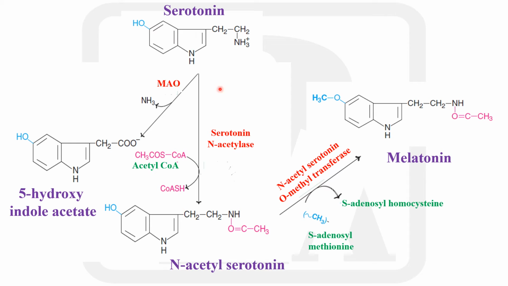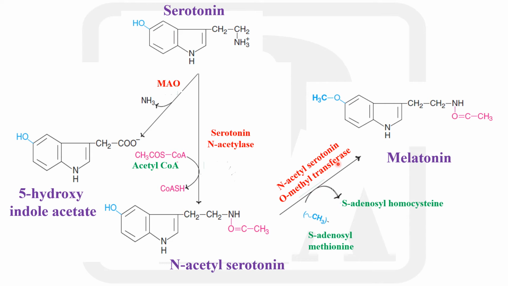Now serotonin, with the help of the enzyme called serotonin N-acetylase, undergoes acetylation, where the acetylation occurs on the nitrogen. That's why the N-acetylase enzyme is used. This nitrogen undergoes acetylation. An acetyl group is added to the nitrogen. For that, it needs an acetyl group, and that acetyl group is donated by acetyl-CoA. The acetyl is added to the nitrogen, and the product is N-acetyl serotonin.